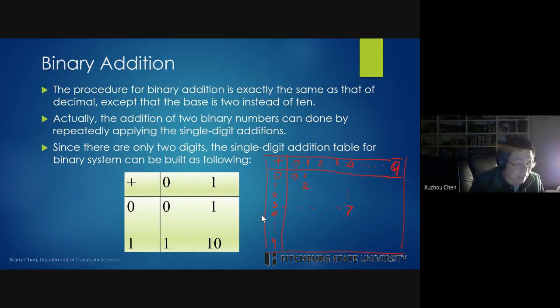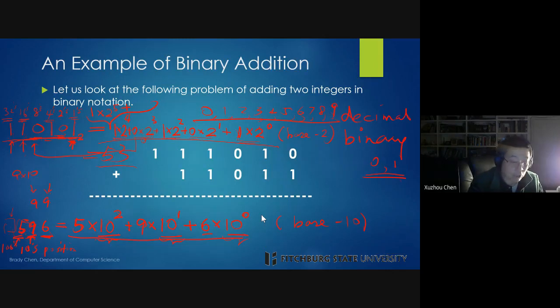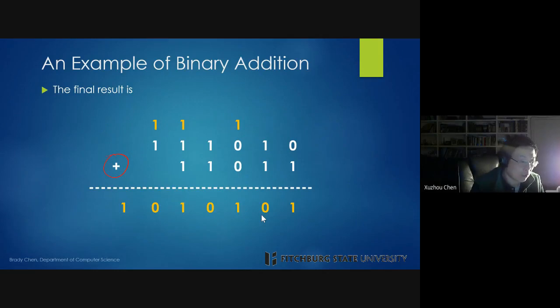So same thing for the multiplication. We need to actually know what the single digit multiplication is. But at this moment, we just deal with the addition. Now, with the addition table, we can easily do the addition of multiple digits.